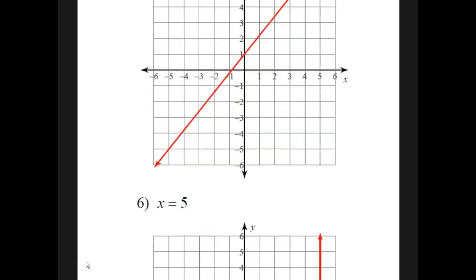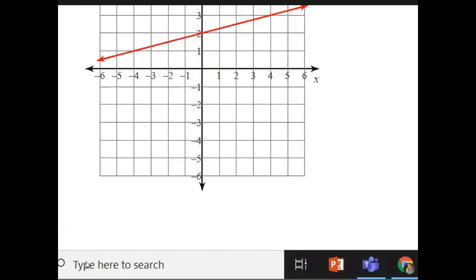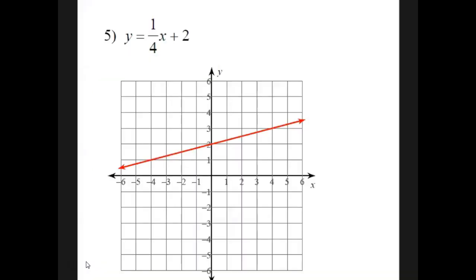Okay, and then number 5. We have 1/4 x plus 2. So again, you start at your y-intercept of 2. We're rising 1 and going right 4, or running down 1 and left 4. Okay?